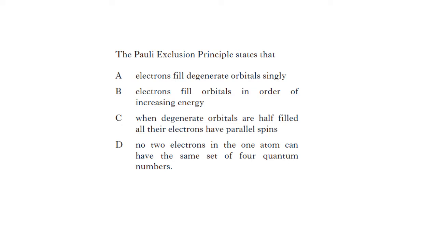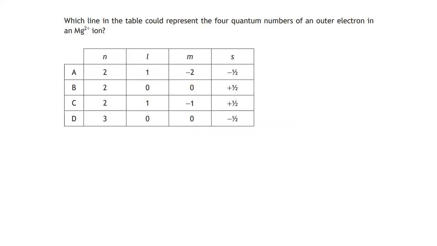Next question, Pauli exclusion principle. Now the Pauli exclusion principle is the one that tells you that no two electrons can have the same four quantum numbers, and that if two electrons are in the same orbital, they must have opposite spins. So in this one, it means no two electrons can have the same set of four quantum numbers. The alternative definition would be if you have two electrons in the same orbital, they must have opposite spins.